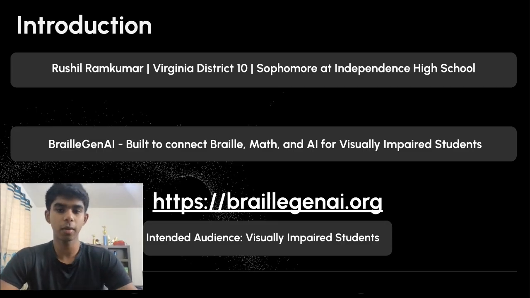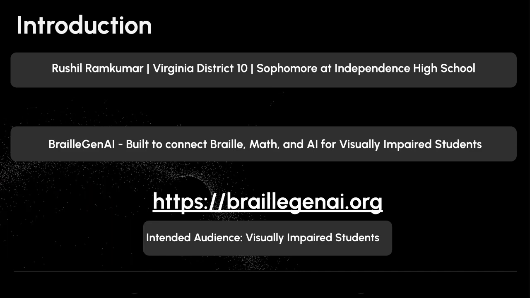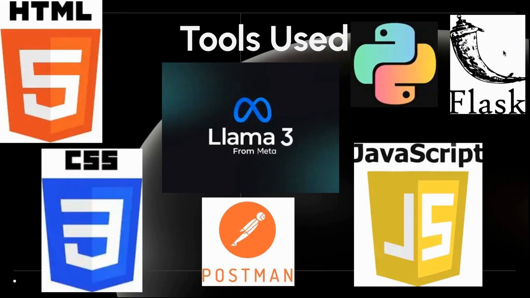Hello, my name is Rushil Ramkumar. The app that I created is called BrailleGenAI. It integrates artificial intelligence with Braille to make an app that's both interactive and accessible for all students. So these are the tools that I used. For my AI, I used Llama 3 and LLM from Meta.